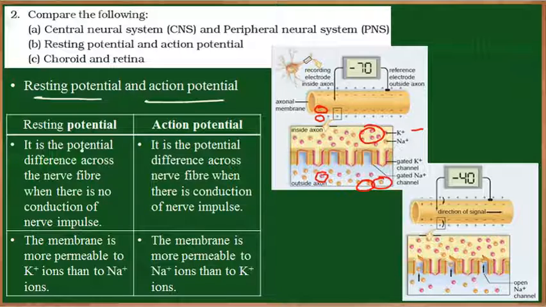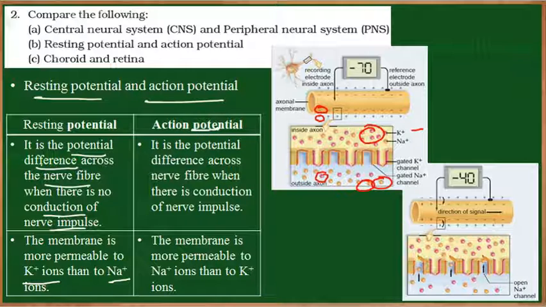It is the potential difference across the nerve fiber, that is, inside the axon and outside the axon, when the neuron is at rest, that means when the neuron is not conducting an impulse. So the difference is that the inside is negatively charged and the outside is positively charged. And this difference is due to the permeability of the membrane. The membrane at rest is more permeable to potassium ions than to sodium ions.